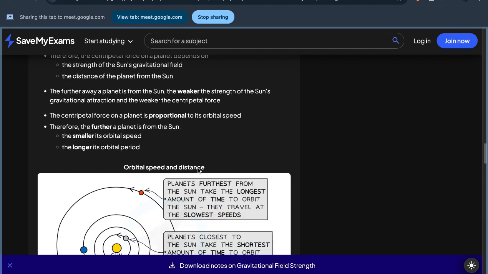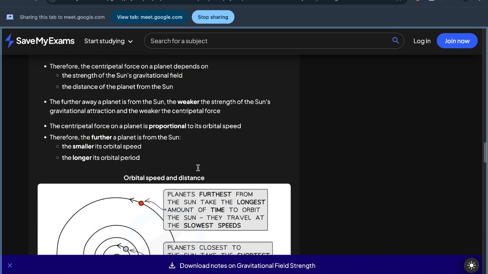Is that okay? Now let's take a look at this. We say the centripetal force on a planet is proportional to its orbital speed. That means it's directly proportional to the orbital speed. If the speed is high, the centripetal force will be high. Therefore, the further a planet is from the sun, the smaller the orbital speed. The farther away you are from the sun, the smaller your orbital speed and the longer your orbital period.